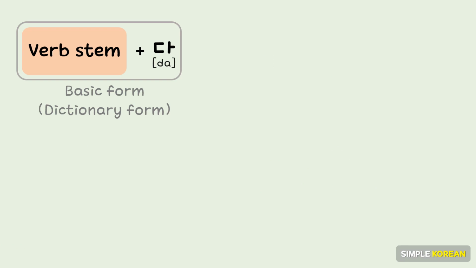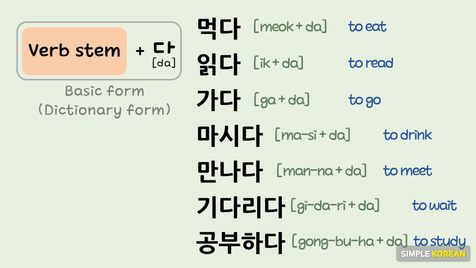The predicate consists of a stem and an ending. If the verb ends with 다, it is the basic form, the dictionary form. Now look at some verbs. These are all basic forms since their endings are all 다.